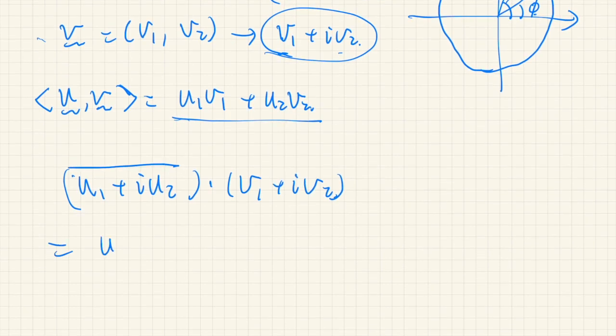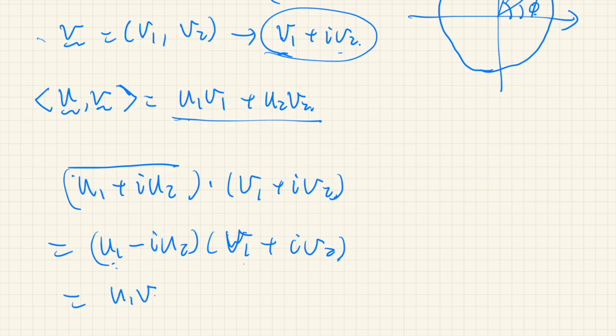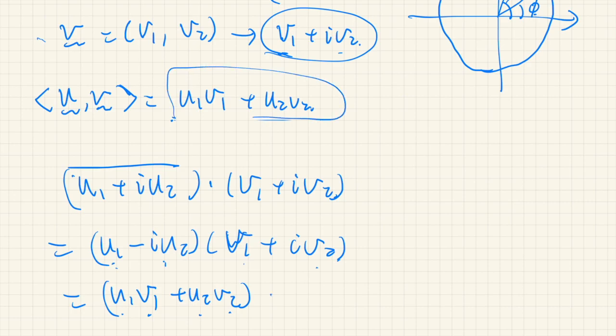Okay, then this is u1 minus i u2 and v1 plus i v2. And the result is u1 v1 and minus this one and this one. So this becomes u2 v2. So the real part becomes u1 v1 plus u2 v2. So that is the same quantity as this scalar product.